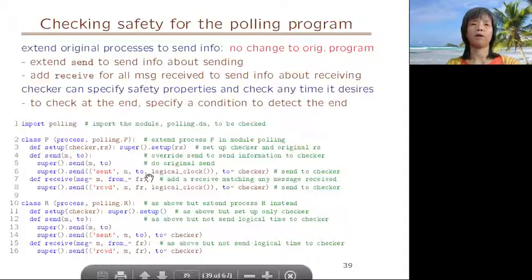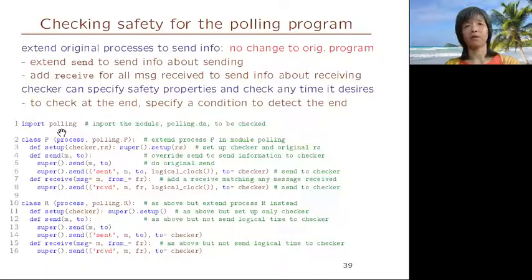So here is the first part about intercepting messages. And by the way, this is a complete DistAlgo program. You can say import polling. Okay, the original program doesn't have to change. And for process P, we define process P to extend polling.p. Okay, so it has whatever polling.p does. And we redefine a setup method to take an actual parameter checker, okay, and call the original setup for the responders. Okay, so this extended P process knows who the checker is.